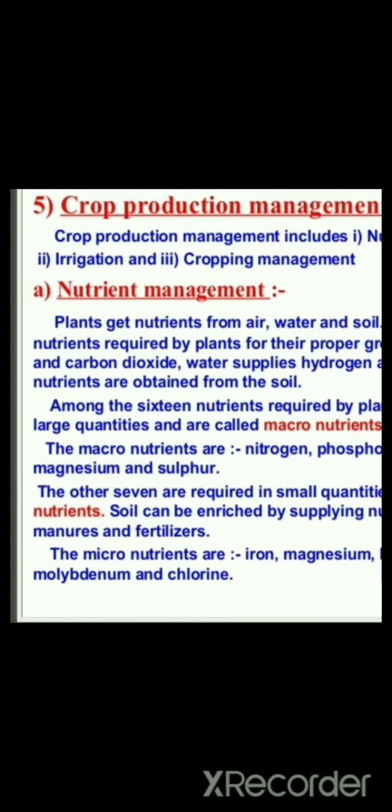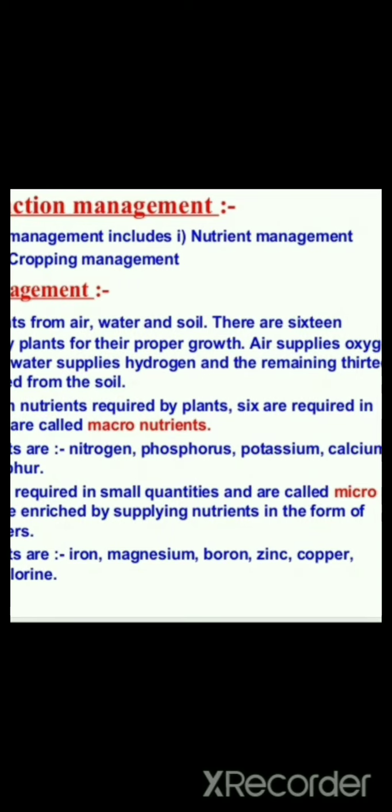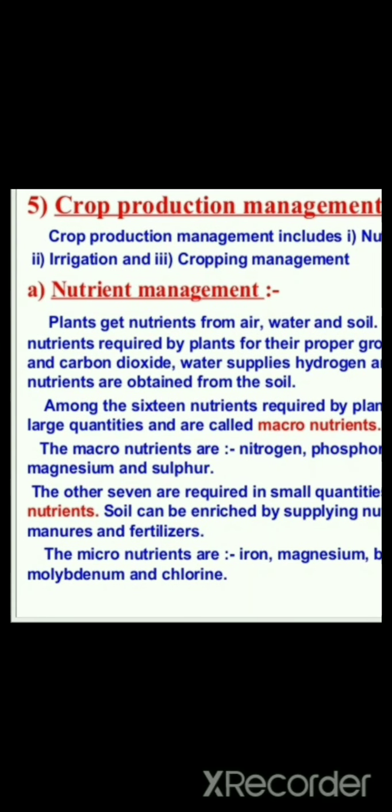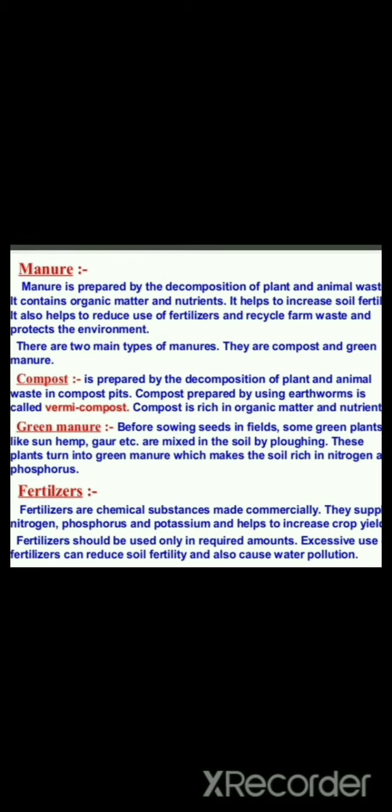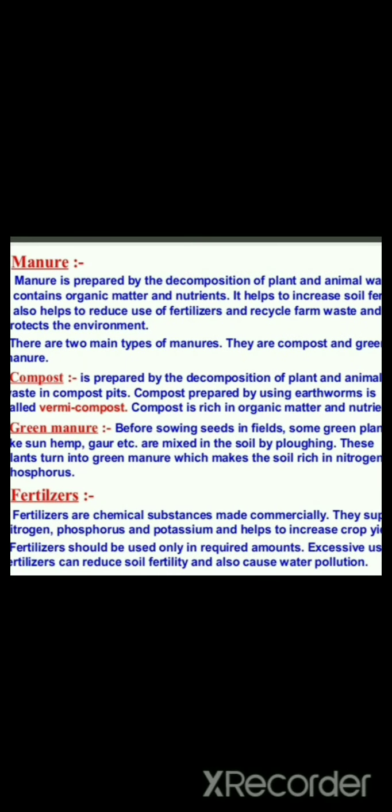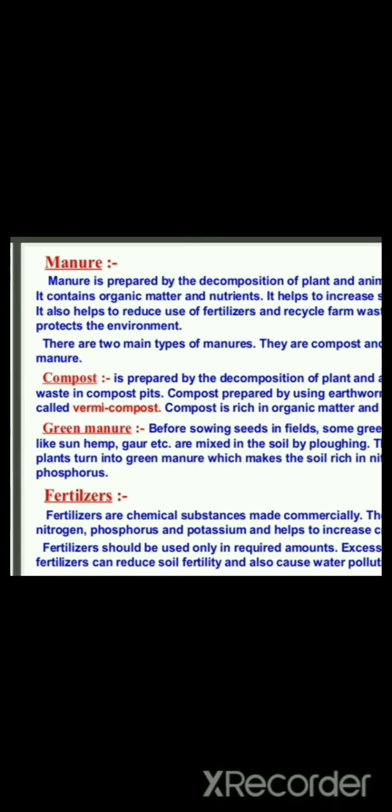Micronutrients are iron, magnesium, boron, zinc, copper, molybdenum, and chlorine. So these are required in small quantities. That's why they are called micronutrients. Now, as I already talked about manure and fertilizer, let's see what is manure and what is fertilizer.